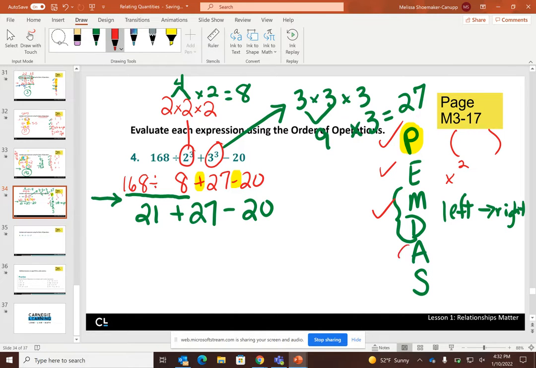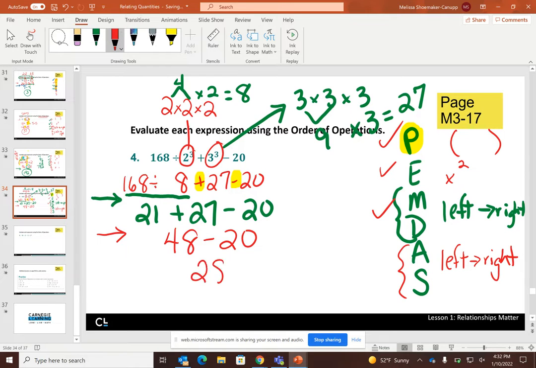Next up, and last, addition to subtraction, left to right, remember. So I'm starting on the left-hand side, I'm moving to the right. So 21 plus 27 would be 48 minus 20, and that is going to be 28 as your final answer.